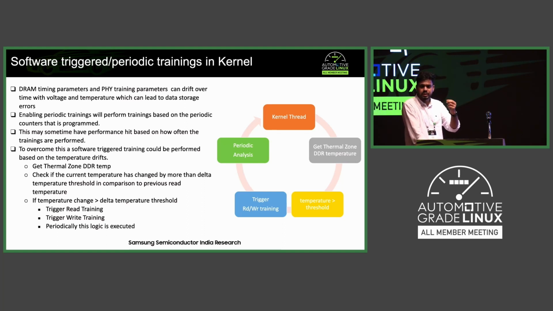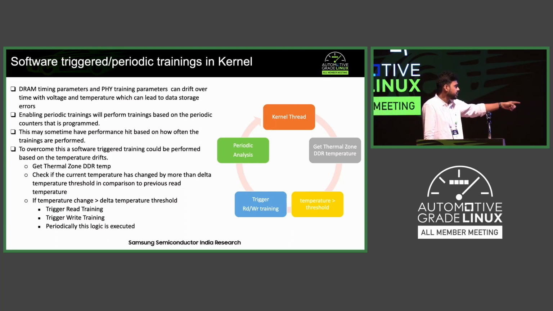Also, we can keep certain things enabled during the training. If we want to disable a few things, we have the functionality or the control to make that happen. Similar to the refresh management, here also we will get the thermal zone DDR temperature. Then we will compare this current temperature with the previous temperature to see how much the temperature has changed, and compare that change with the specified delta thermal threshold. And if the temperature change is more than the delta thermal threshold, then we will perform the training accordingly.